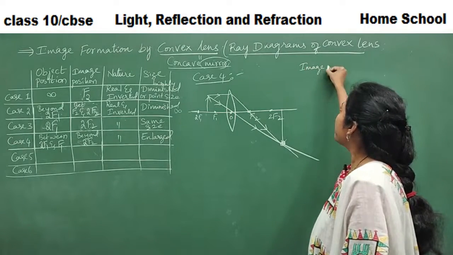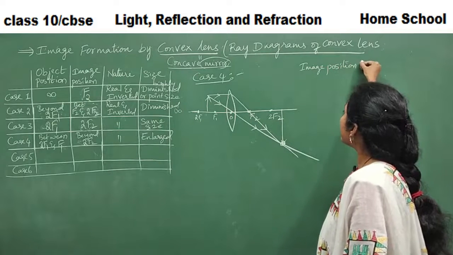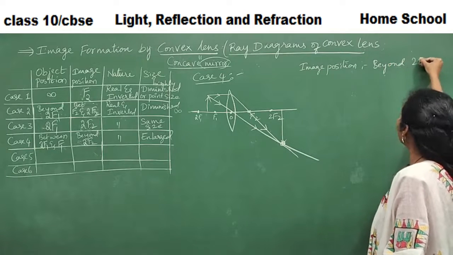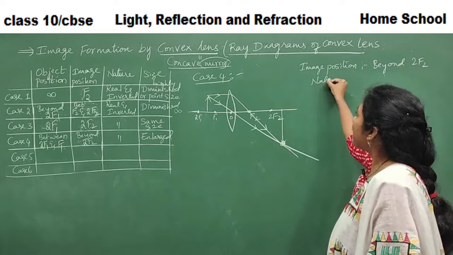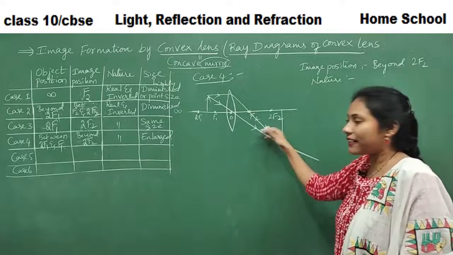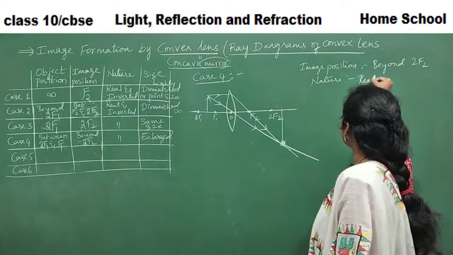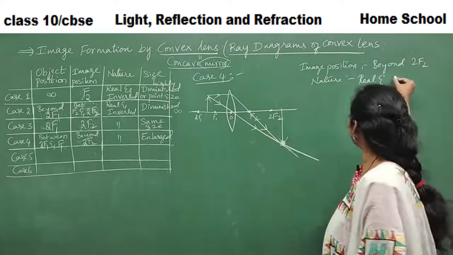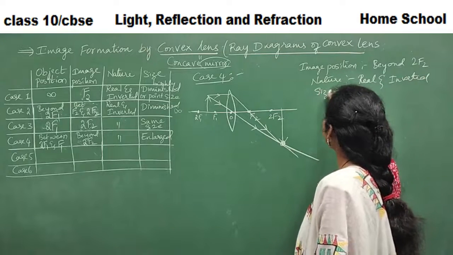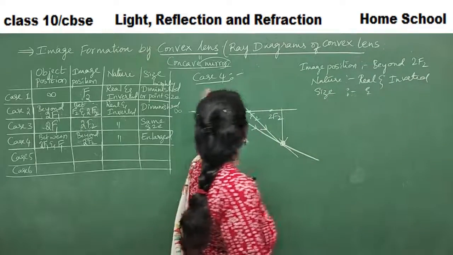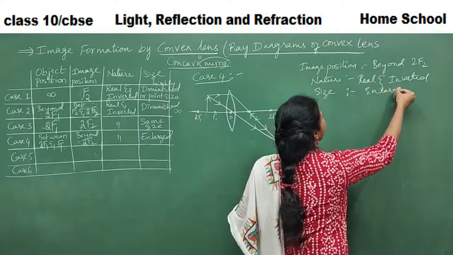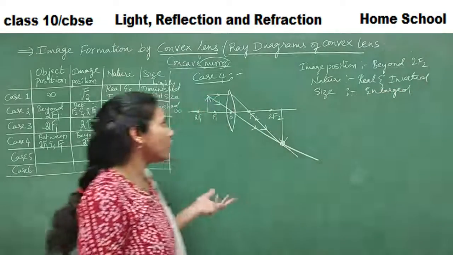So image position is beyond or behind 2F2. Okay. And the nature of the image: the image is formed on the same side where the refracted rays are, so it is a real image. Real images are always inverted. You can see, right? It is inverted. Fine. And what is the size? From here you will get enlarged. As the object goes near to the lens, the images that you get will be enlarged. This is what we have seen in the case of the mirror also, right? It's not a new thing for us.